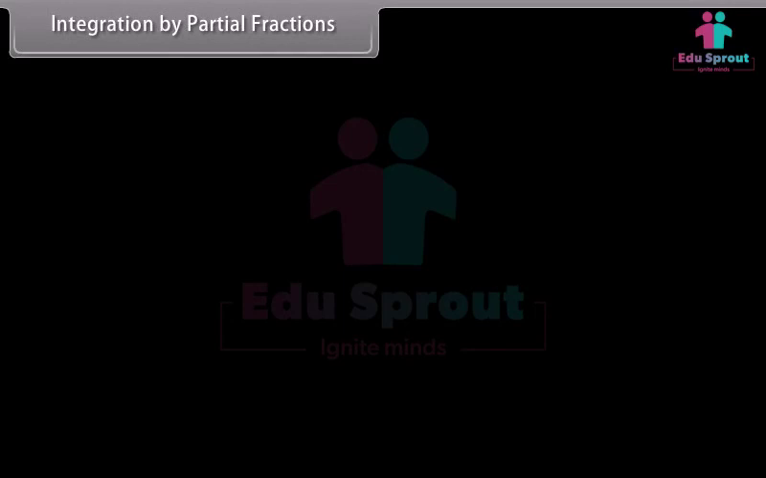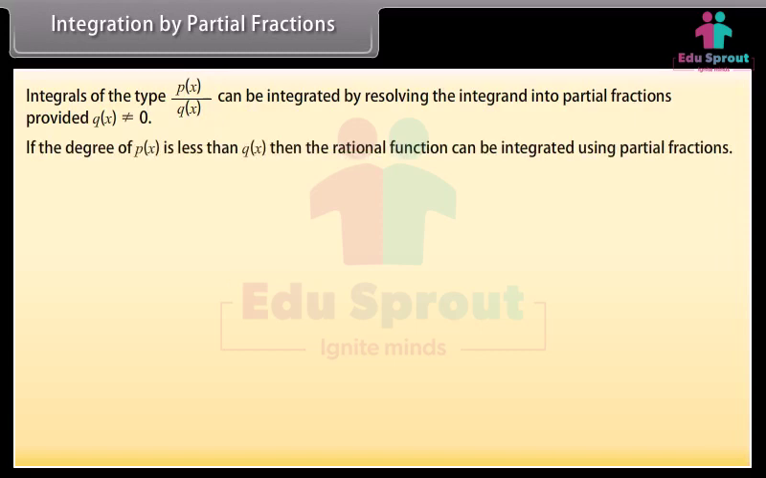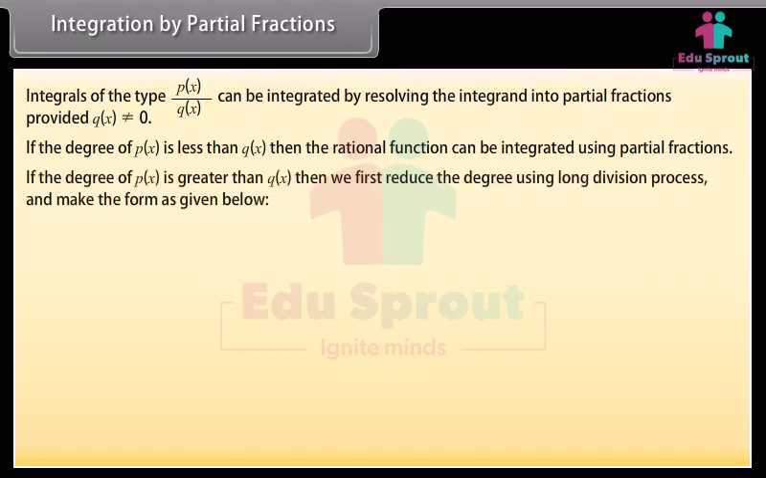Integration by partial fractions. Integrals of the type P(x) by Q(x) can be integrated by resolving the integrand into partial fractions, provided Q(x) is not equal to 0. If the degree of P(x) is less than Q(x), then the rational function can be integrated using partial fractions. If the degree of P(x) is greater than Q(x), then we first reduce the degree using the long division process and make the form as given below: R(x) plus F(x) by Q(x), and then it is integrated using partial fractions.